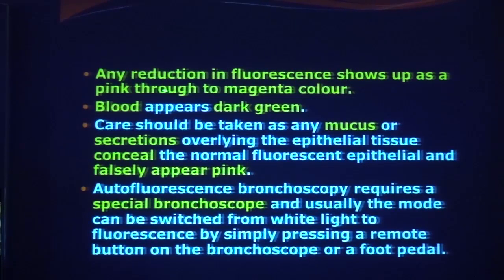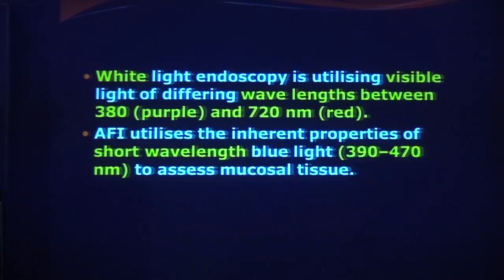So any reduction in the fluorescence will show some difference in color. It will not be green. It will turn into pink or magenta color. Blood will appear dark green. So care should be taken that some mucus or secretions could make it look falsely pink. Autofluorescence bronchoscopy requires a special bronchoscope, and this is a drawback because it's not easy to get more bronchoscopes.